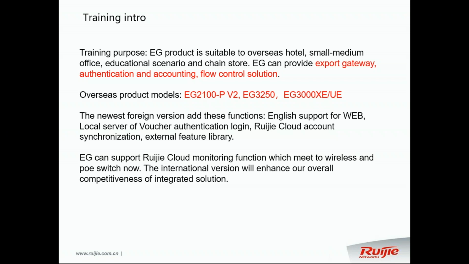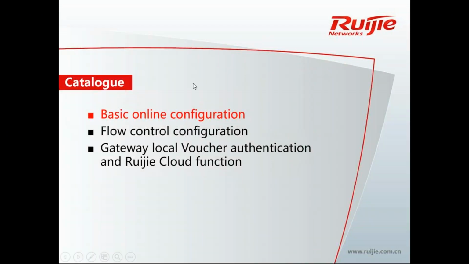And you know that now for all of our overseas solutions, we hope to make all the AP, the AC, the EG, and also the PoE switch connect to the cloud, so we can integrate them and then control them together. Okay, so this training we have three parts: the basic online configuration, the flow control, and at last the gateway local virtual authentication. And after that we have some FAQ, and then Fa can answer you some questions.